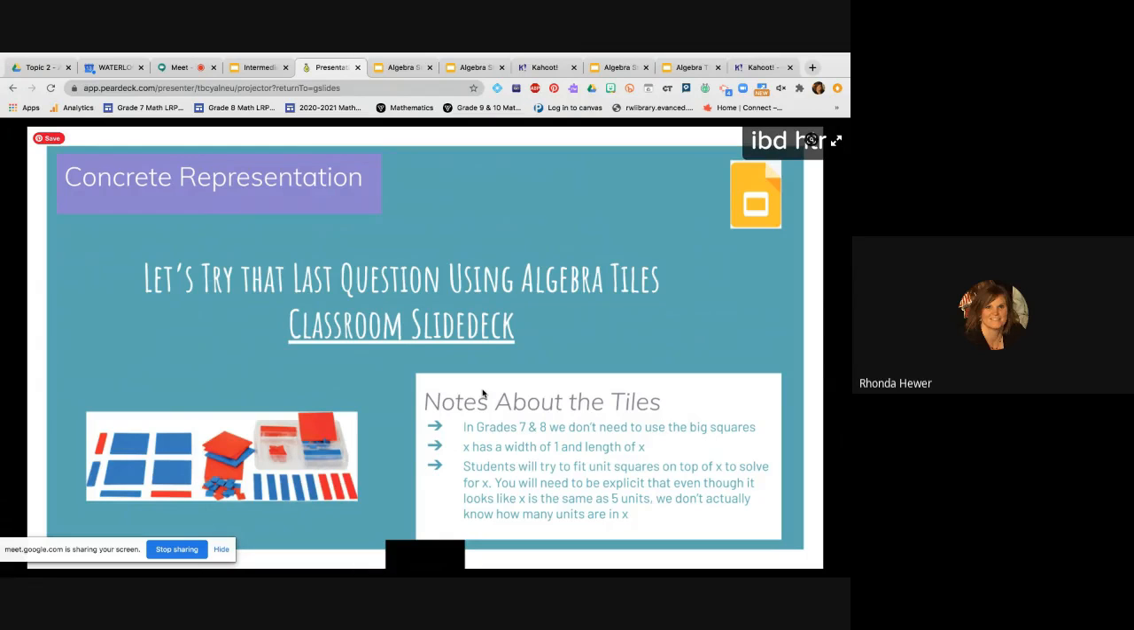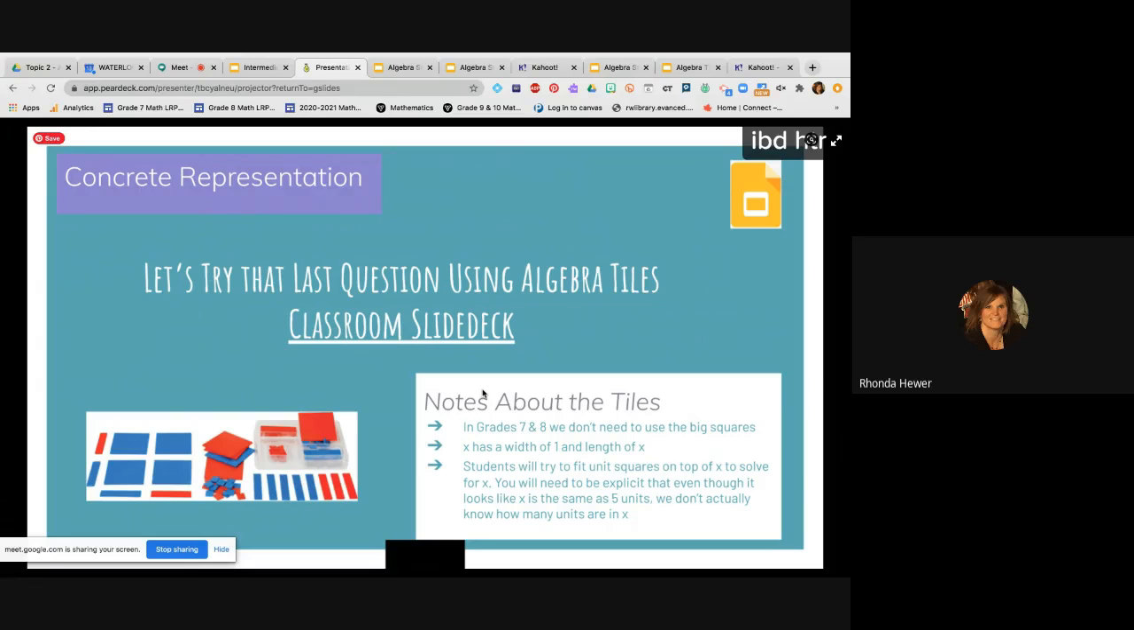So this is how you introduce it to them. It's an area. We don't really know how long X is. Now, here's the problem with using a concrete manipulative for an abstract idea, because your students are going to look at the unit squares and go, yeah, it fits 5. It's got a length of 5. And yeah, realistically it does, but we have to think abstractly about this.